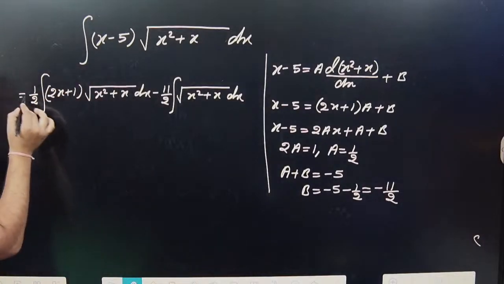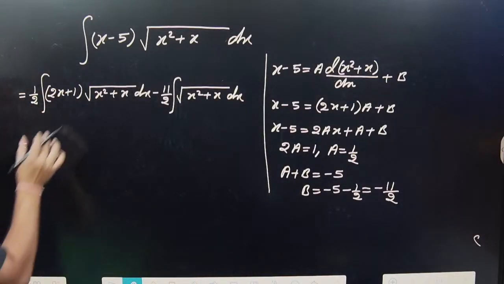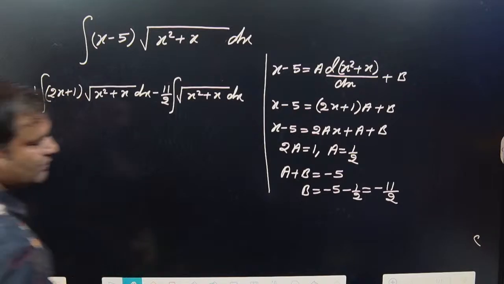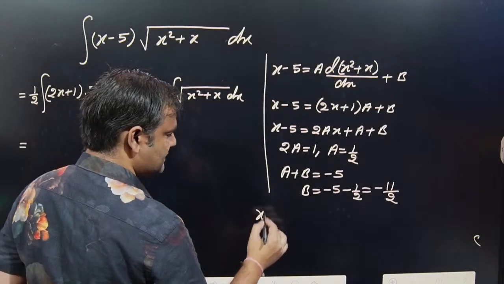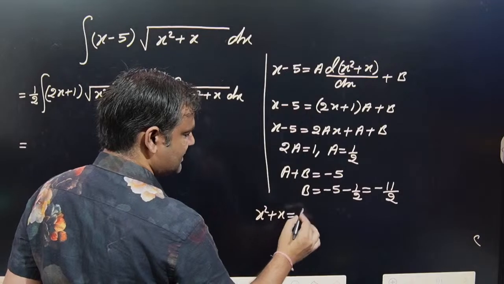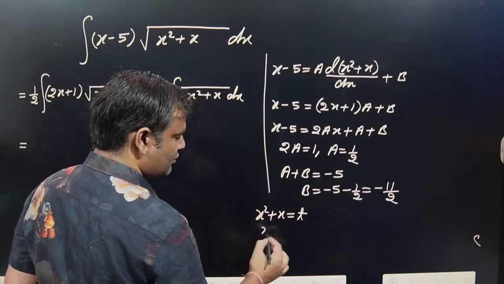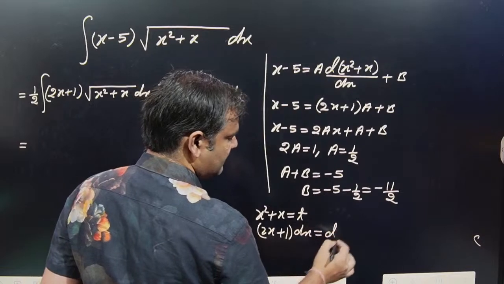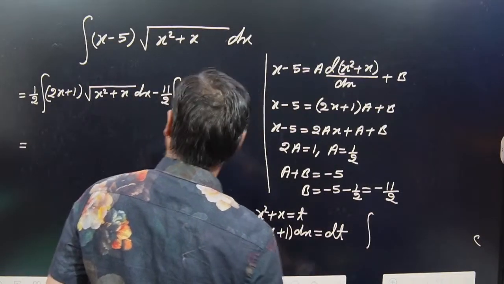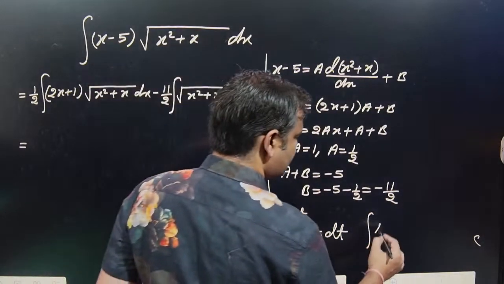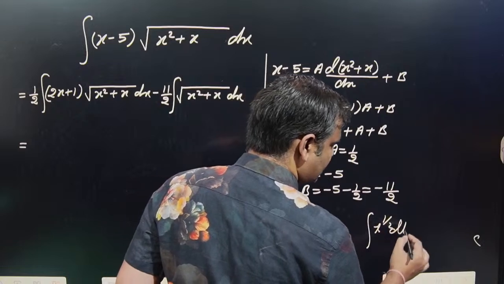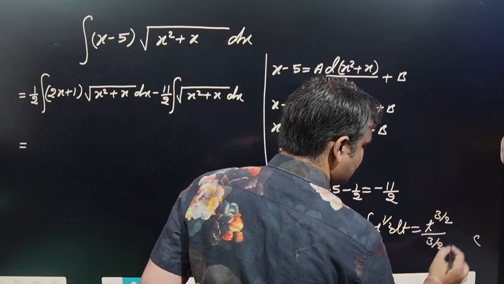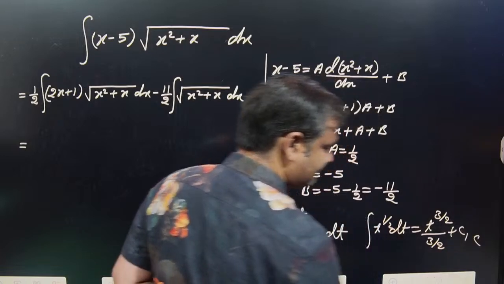Okay, look, if this one is t, then what about that value? Dt. So you can say that x square plus x is t basically, then (2x plus 1) dx is replaced by dt. So you can say the integration of t to power half dt is basically t to power 3 by 2 divided by 3 by 2 plus a new constant c1.